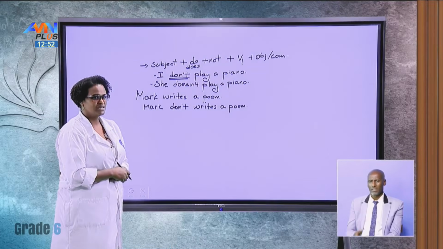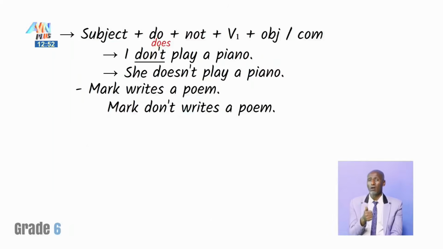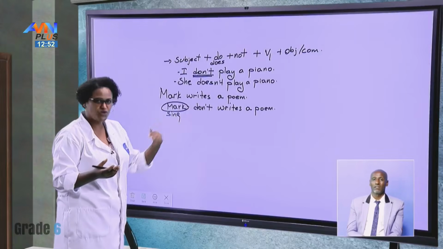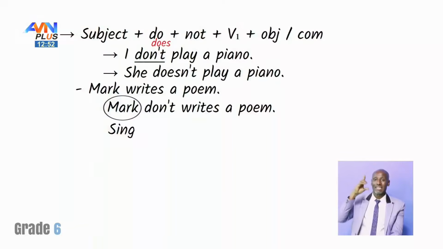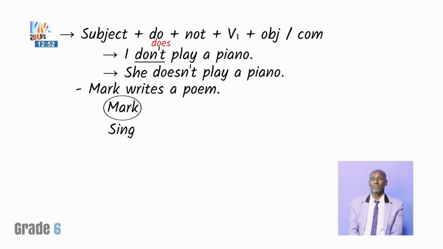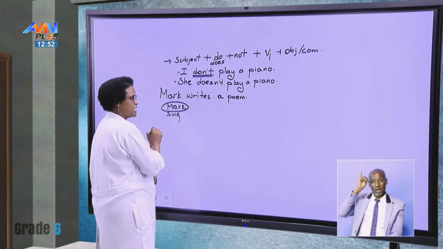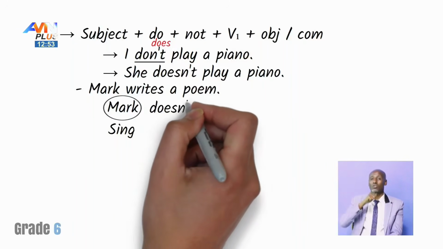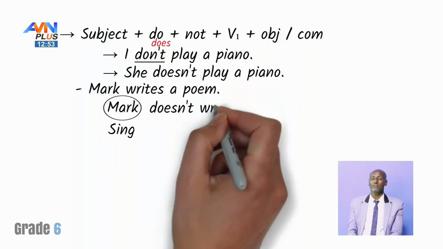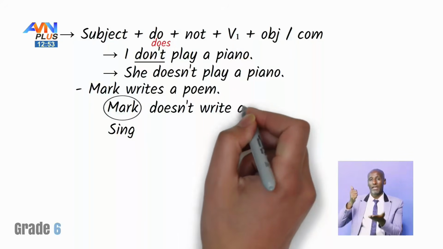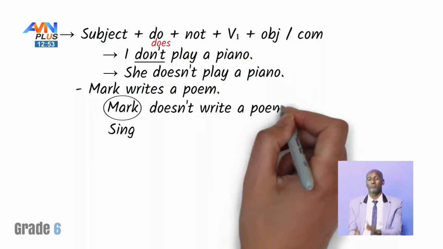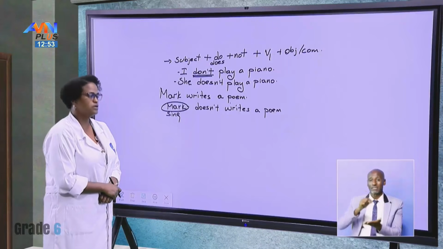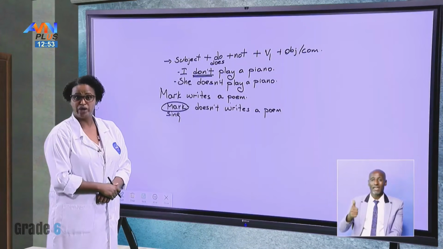Is it correct? No, it's not. Because when we say Mark is what? Singular. So how could we say don't for a singular, right? So what do we need to make it? Yes, Mark. Now, follow me very carefully. Mark, since Mark is singular, we have to use does. Mark doesn't, all right? Let's go. Writes a poem. Look, Mark, doesn't, good, writes a poem.